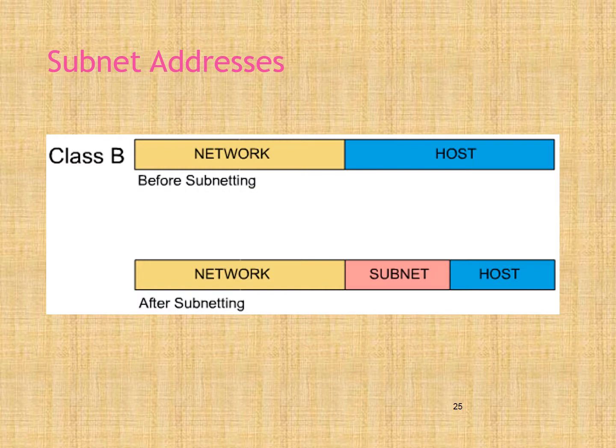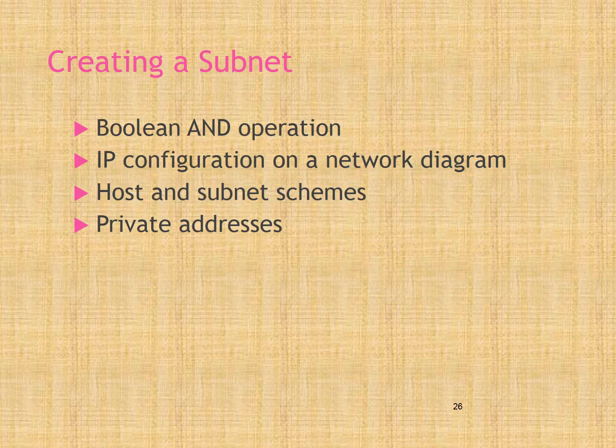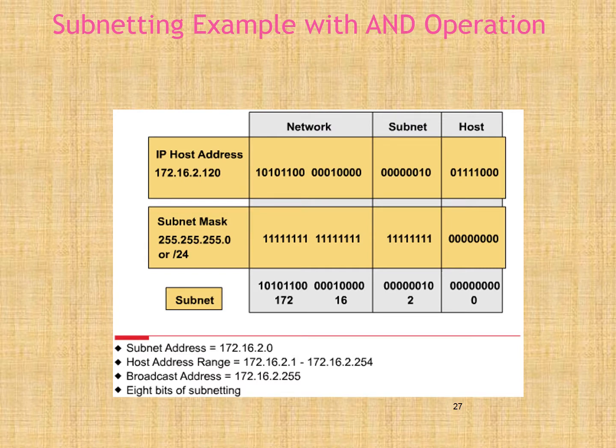Subnetting: getting a subnet using a Boolean AND operation on the IP address and mask. On a network diagram, there are the network portion, subnet and host. For example, with a /24 mask, the subnet address is 172.16.20.0, the host addresses follow, and the broadcast address is 172.16.20.255, using 8 bits of subnetting.